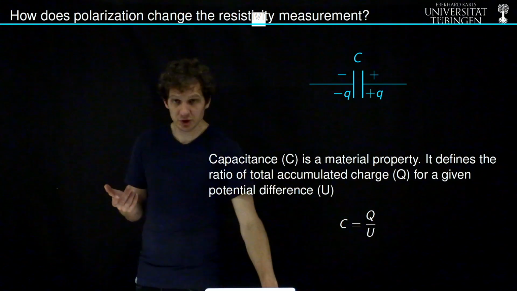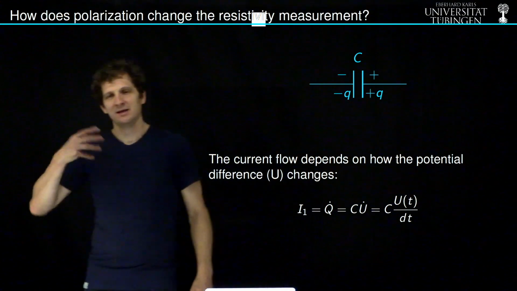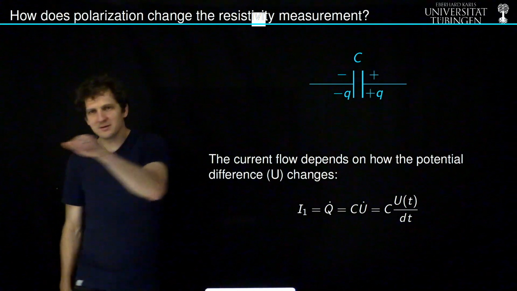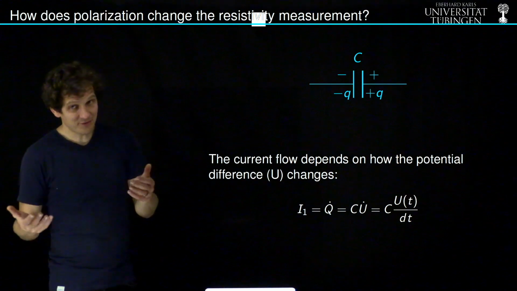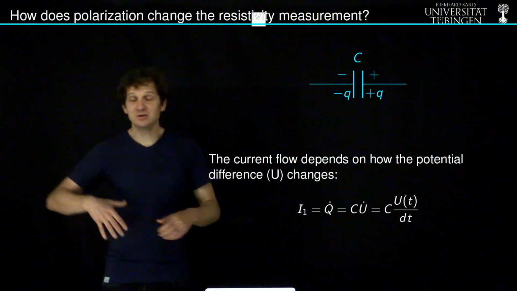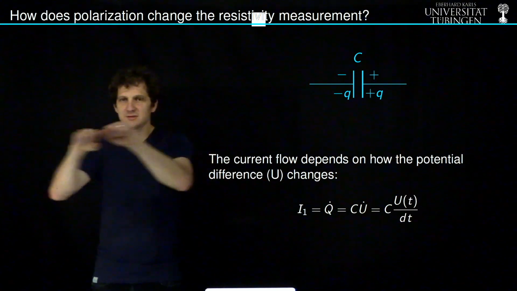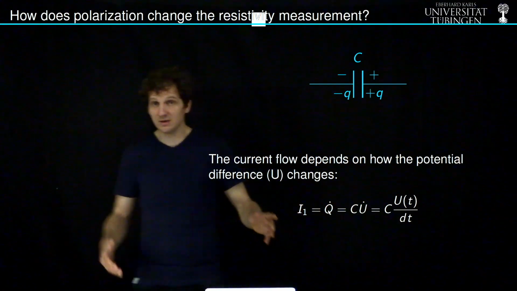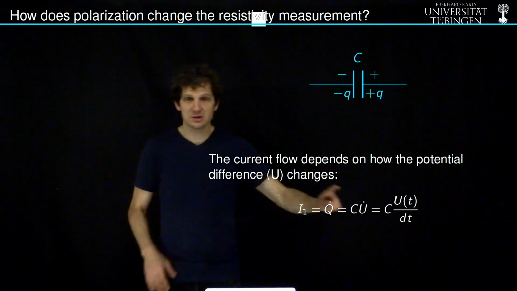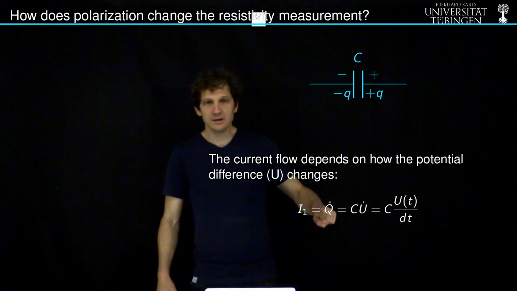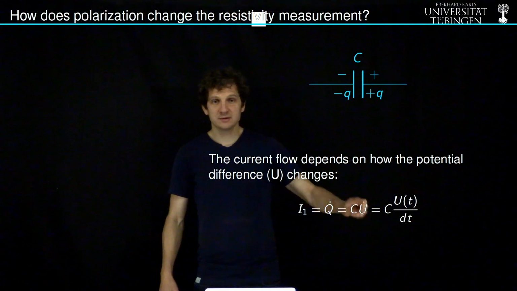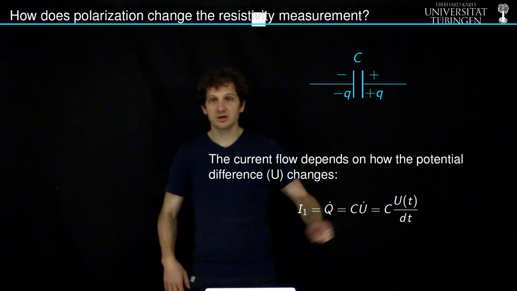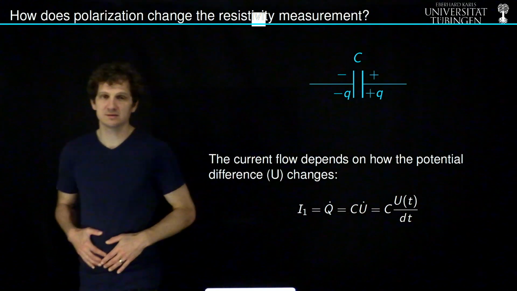I isolate Q, which are the charges, and then I know that currents are nothing different than temporally changing charge densities, or charges, or moving charges. And so in a simplified way, I take the temporal derivative, so the change of the charges, and this then corresponds directly, or linearly, to the change of the potential that is applied across this capacitor.